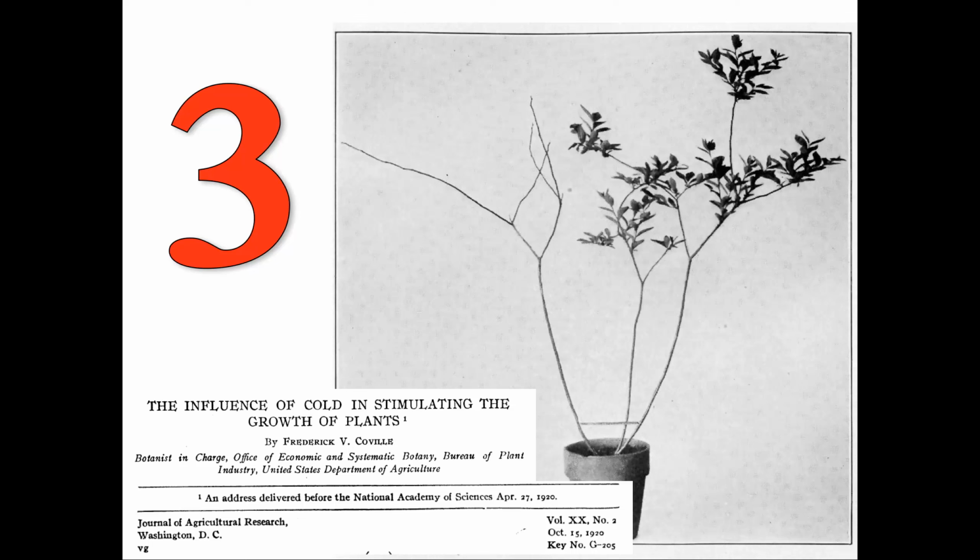Okay, the third aspect has to do, again, with dormancy. So this is a picture from a paper written in 1920. This is the influence of cold in stimulating the growth of plants by Frederick Coville. I love that he was the botanist in charge. I would like to be the ecologist in charge of something.